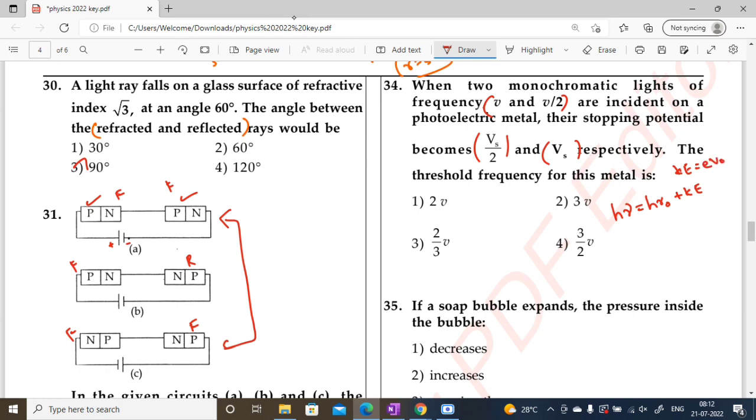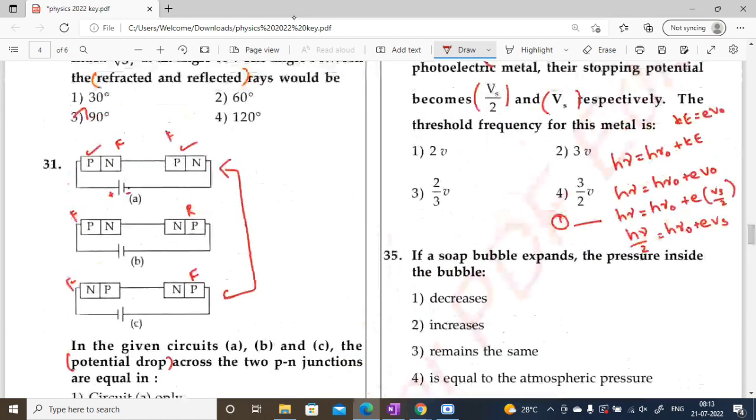So I'm trying to substitute here. h mu will be equal to h mu naught plus e into V naught. This is the relation given in the question. If the frequency is mu and the stopping potential is Vs by 2, then h mu equals h mu naught plus e into Vs by 2. Let me call this the first equation. In the second equation, when the incident frequency is reduced to half, my stopping potential turns out to be e into simply Vs. Let me call this the second equation.